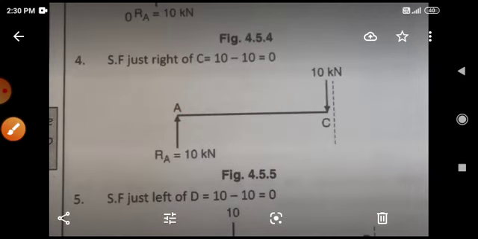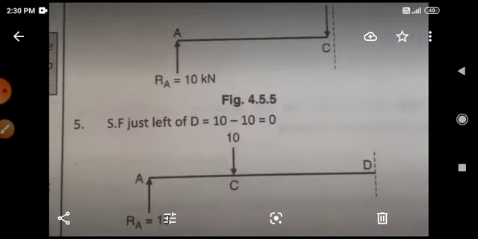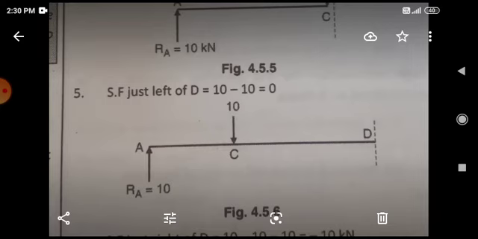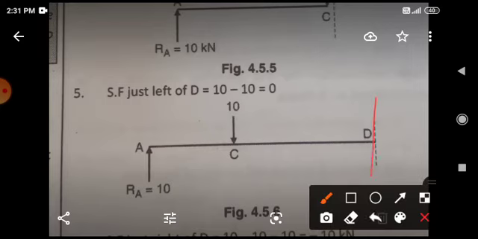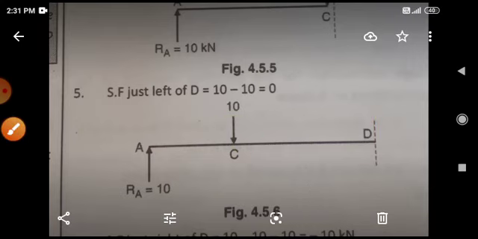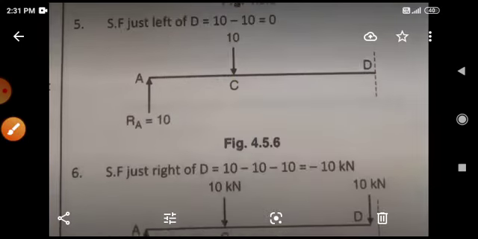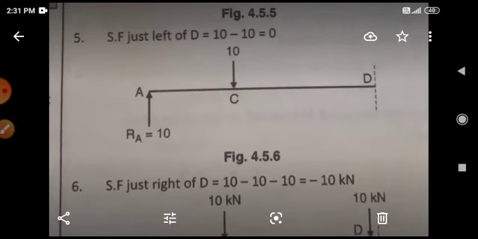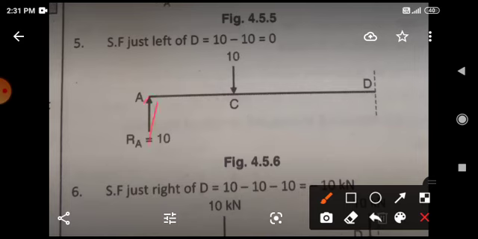Okay, now let's see, if in case the section is beyond this, before the section there is one more force, in that case how to consider the shear force. Okay, let's see. So just left of D, it is equal to 0, because there are two reactions, upward 10 and downward 10. Therefore, just left of D there will be 0 shear force.